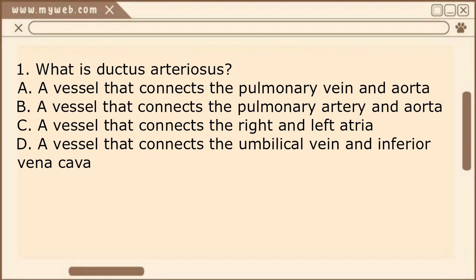What is ductus arteriosus? A. A vessel that connects the pulmonary vein and aorta. B. A vessel that connects the pulmonary artery and aorta. C. A vessel that connects the right and left atria. D. A vessel that connects the umbilical vein and inferior vena cava.